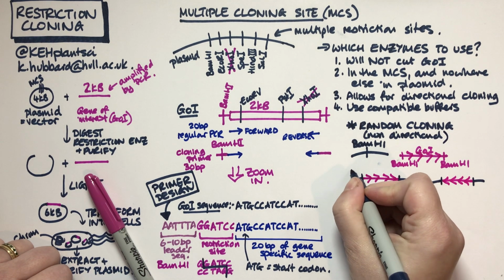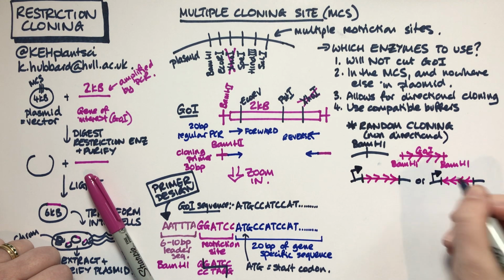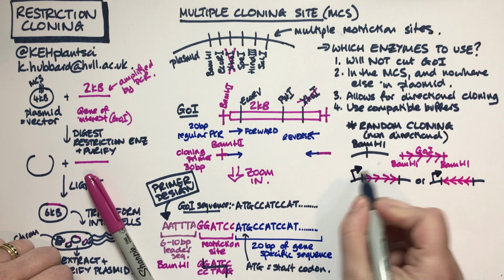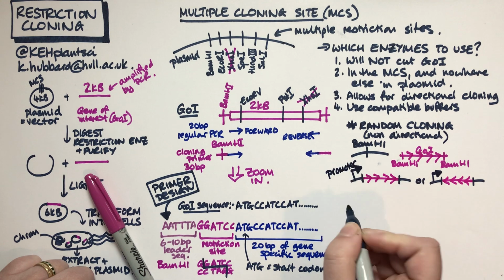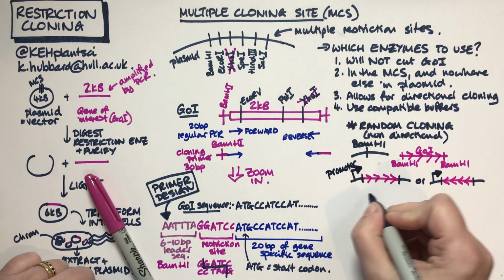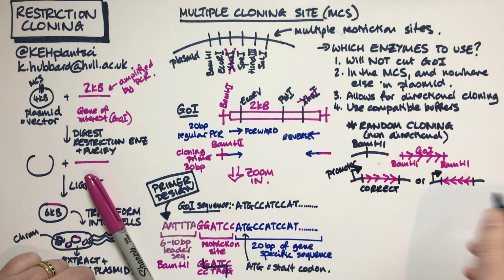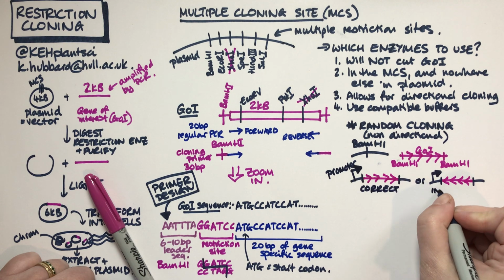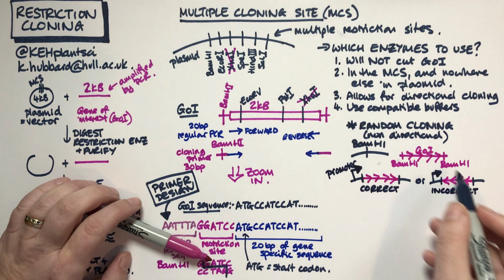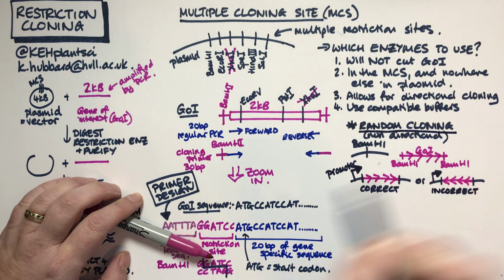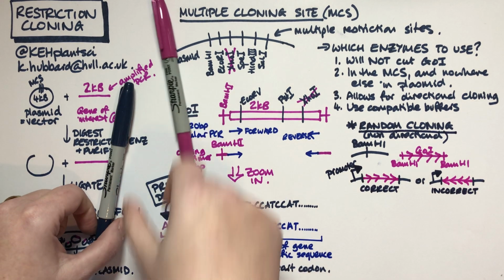So let's imagine you've got a promoter there, a gene control region that you want to be responsible for the expression of this gene. In this orientation, that's the correct way, and that will work. But 50%, just by chance, will be incorrect. The gene has gone in the wrong way. So random cloning means that 50% of your clones are going to be wrong, which is a bit annoying.